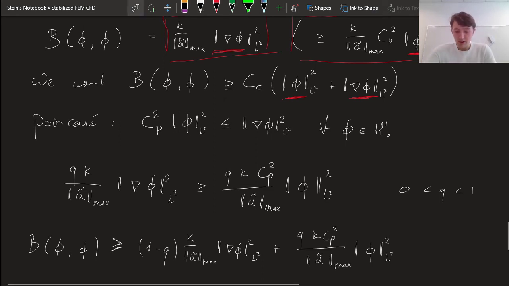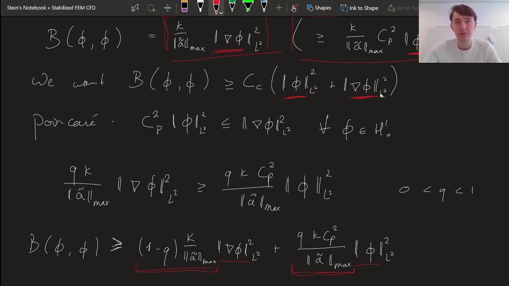Okay, so now we're almost done, right? We want to prove that coercivity holds, so we want to have some constant times the norm of the first guy times the norm of the second guy. Well, we have now both those norms in there. We have the norm of the gradient and we have the norm of the function itself. So in order to factor out the constant, I'm going to equate these guys to one another, and I'll find the q for which these are actually equal. And then I can factor them out.